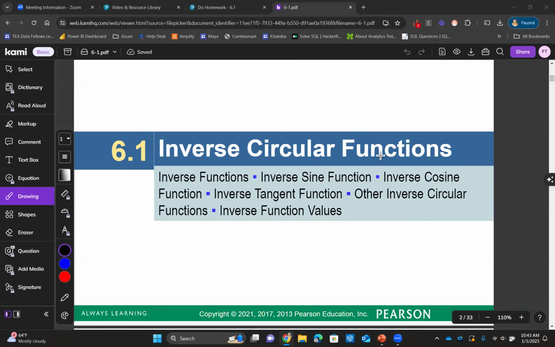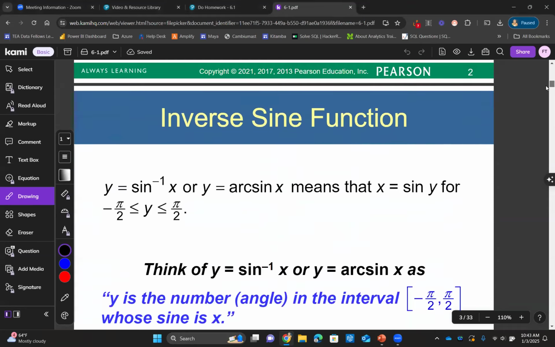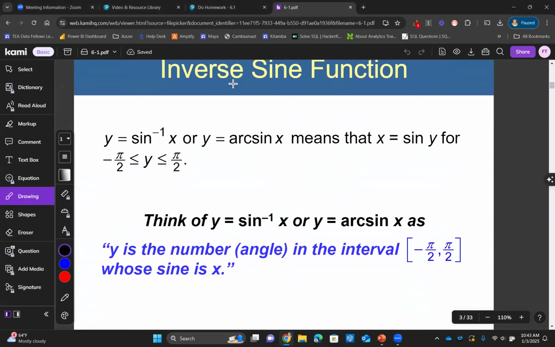Lesson 6.1 is called inverse circular functions. Particularly, we're going to focus on the inverse sine function, inverse cosine function, and inverse tangent function. For 6.1, first we need to understand the definition of the inverse sine function.